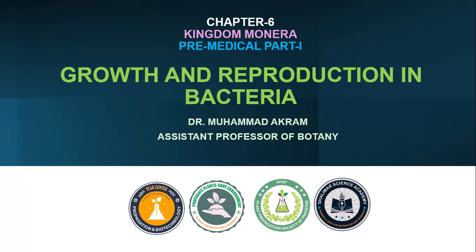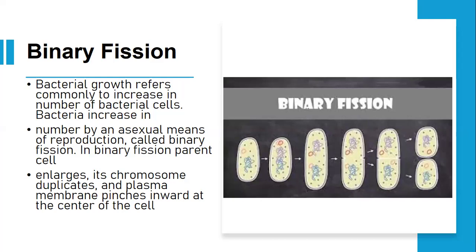The growth and reproduction in bacteria. The bacteria also reproduce in both types, sexually and asexually. First of all, the method: this is a very simple method that is known as binary fission. This is an asexual method for the reproduction of the bacterium.